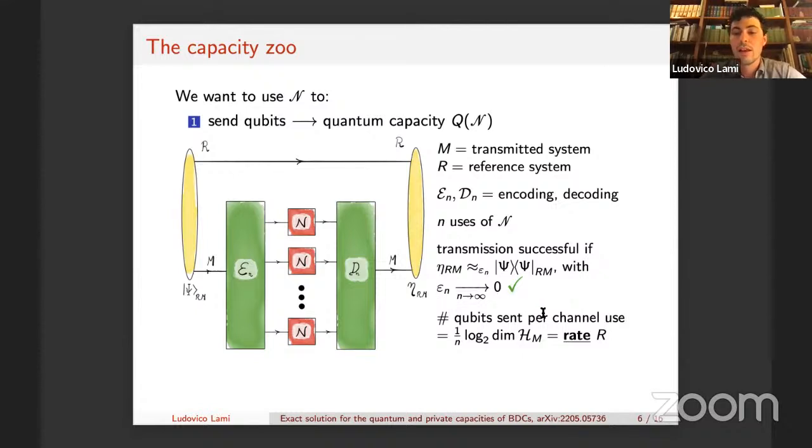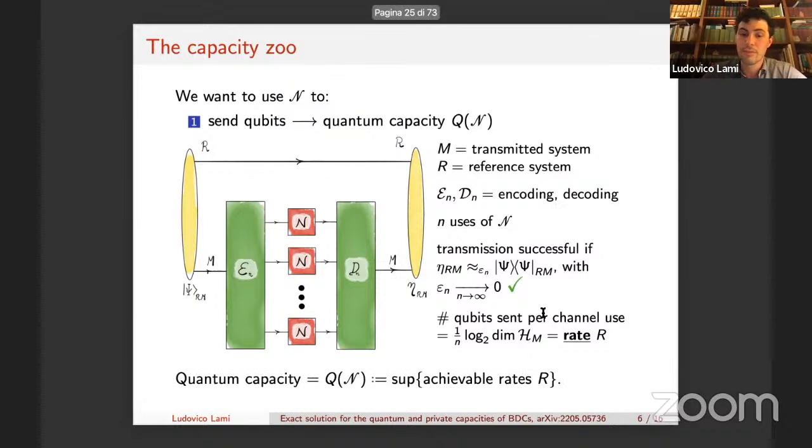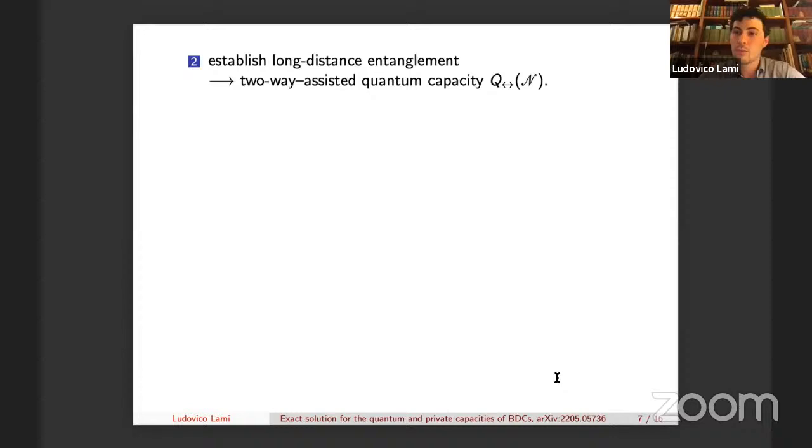Okay. And the number of qubits sent per channel use is called an achievable rate. And the supremum of all achievable rates, which I also denote by R, unfortunately, as the reference system, sorry about that, is called the quantum capacity of the channel. It's a very important quantity and very difficult to compute.